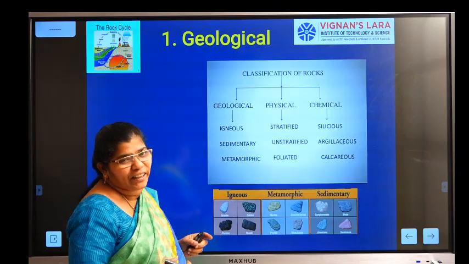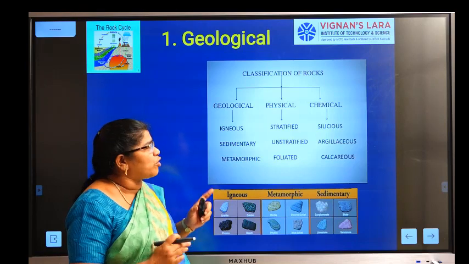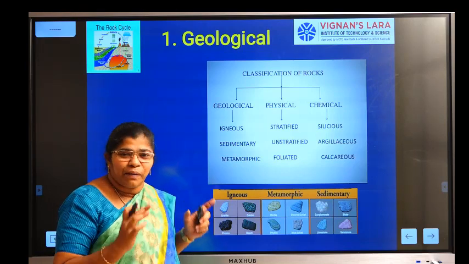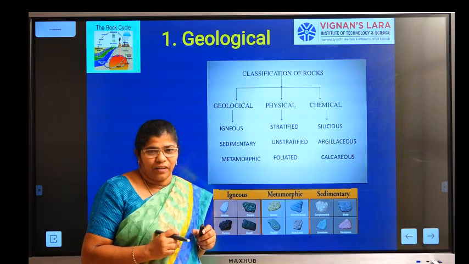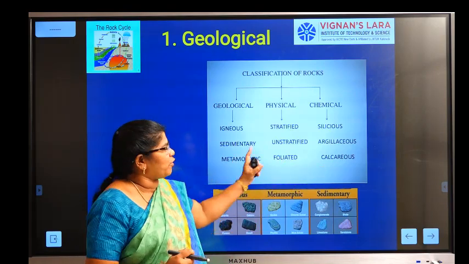Now we'll go in for the classification of the stones. The first basic thing is how to classify the stones. It is basically classified into 3 types: geological, physical and chemical. We will be seeing them one by one.